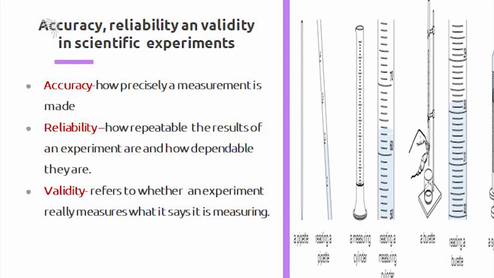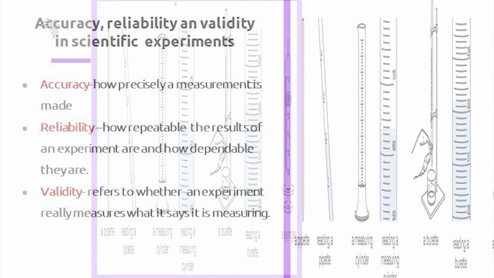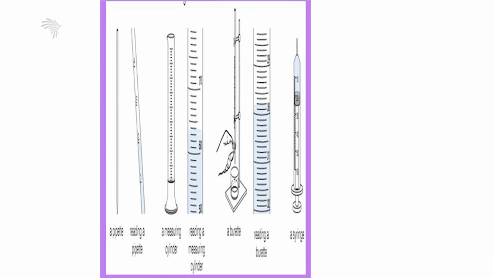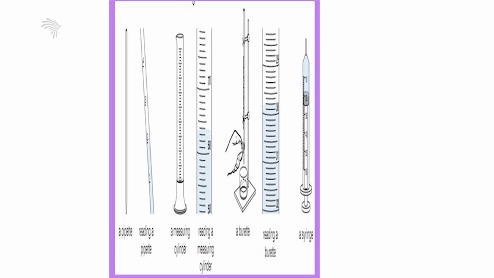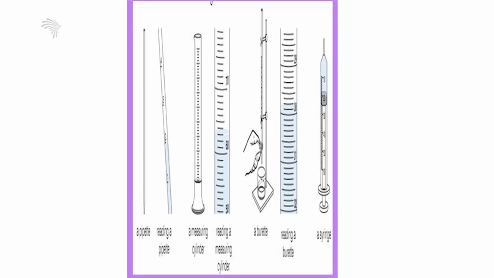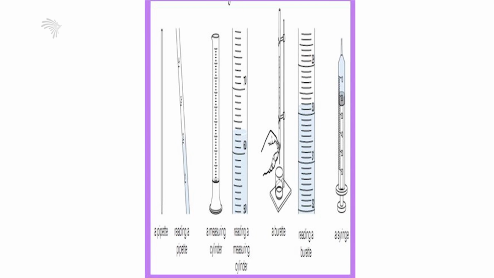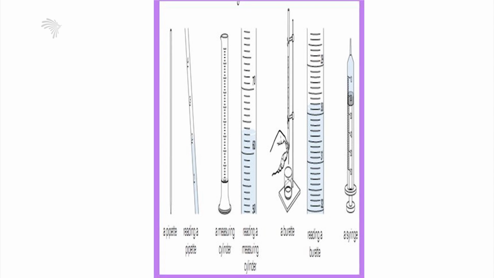Validity concerns whether an experiment really measures what it says it is measuring. Here we have controlled every aspect. We have said that moisture and other factors that are important for the growth of bacteria are under control, so that the result is always valid when we measure the growth of bacteria.